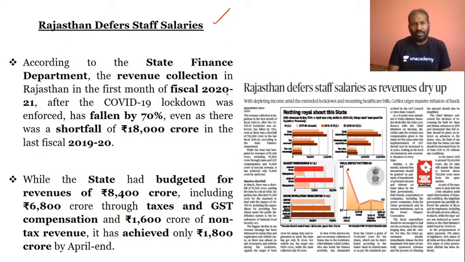And now you have another news in regards to Rajasthan deferring staff salaries. The Rajasthan government has come up saying that its revenue collection has drastically fallen because of COVID-19 and the national lockdown. The State Finance Department of Rajasthan has said that it has fallen very drastically, and it is very difficult to move ahead with the situation in regards to expenditure, comparing it with salaries and pensions, and also how to handle COVID-19, that is, the emergency fund for COVID-19.